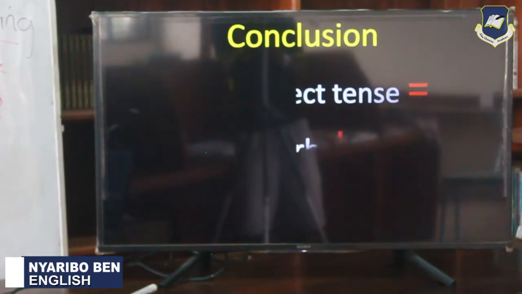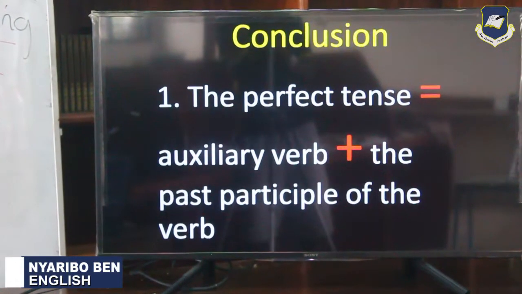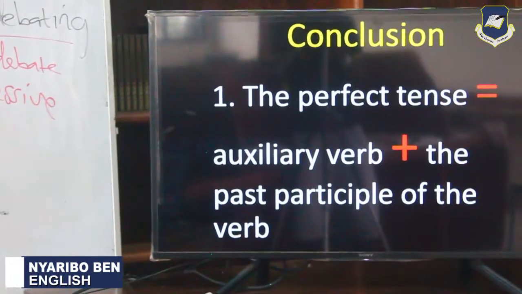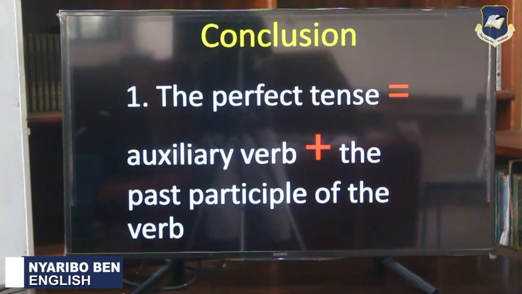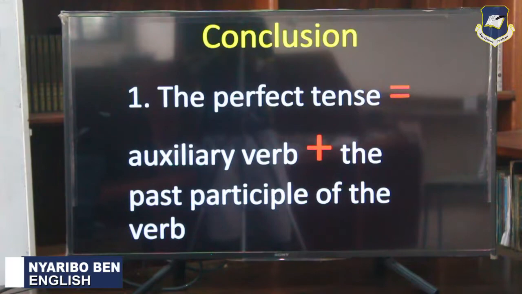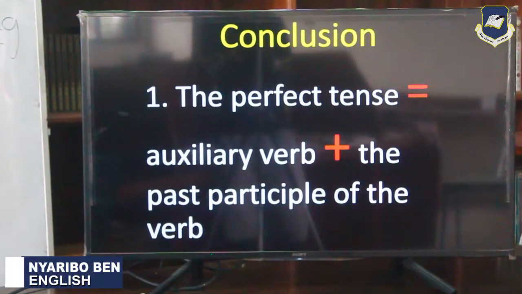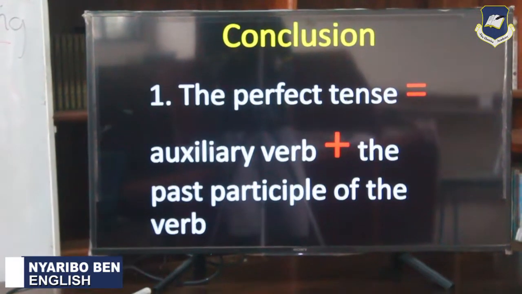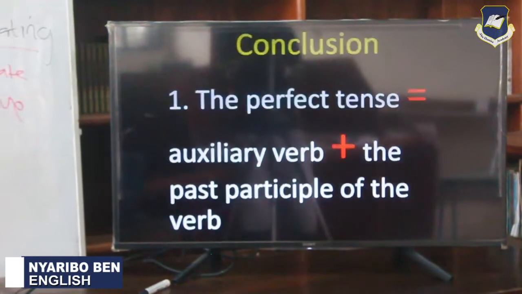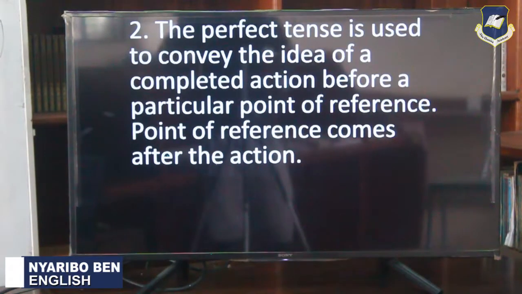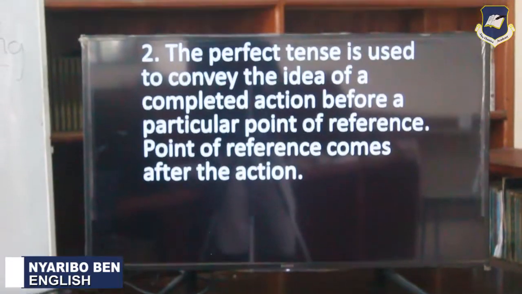One, the perfect tense equals auxiliary verb plus the past participle of the verb. I repeat, the perfect tense equals auxiliary verb plus the past participle of the verb. Two, and very importantly, the perfect tense is used to convey the idea of a completed action before a particular point of reference. The point of reference comes after the action.